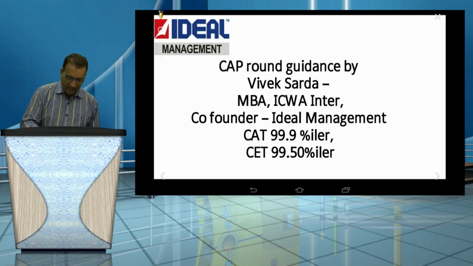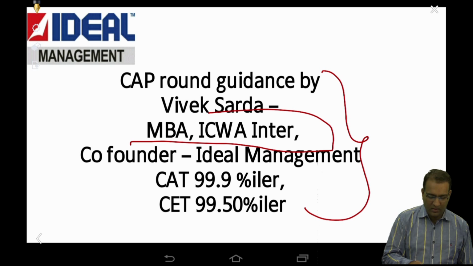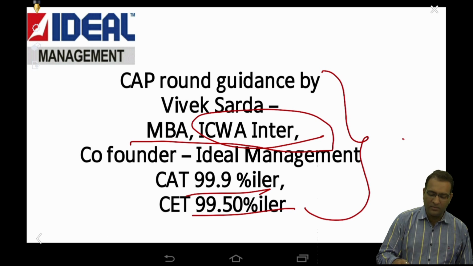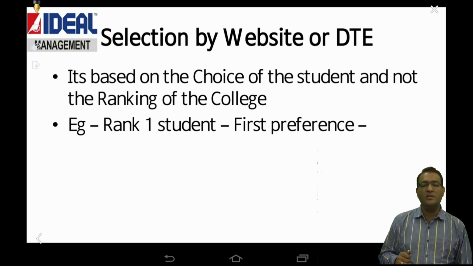Okay. A little background is given. I'm an MBA, ICWA intermediate also. CAT 99.9 percentile, 99.50. But you can skip this. I won't take much time on this.